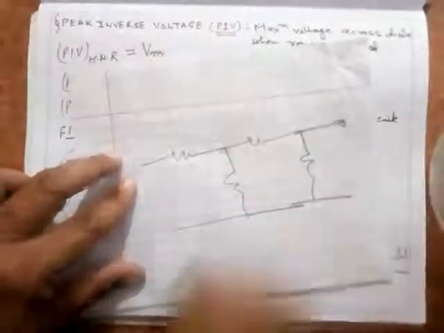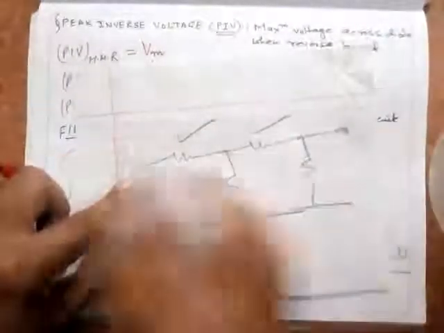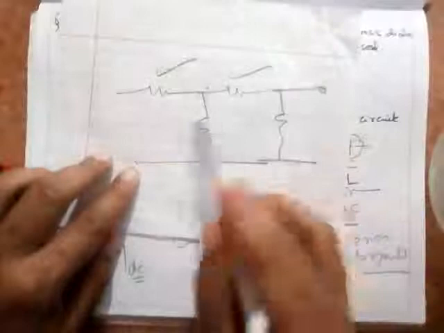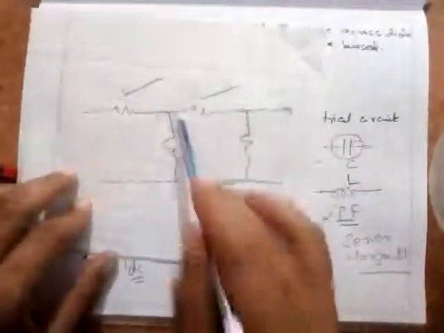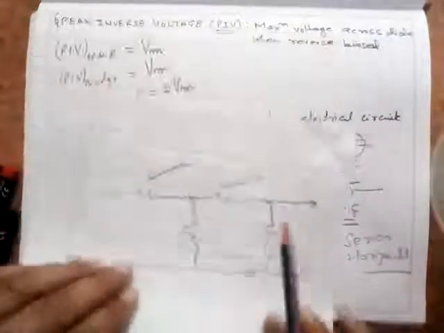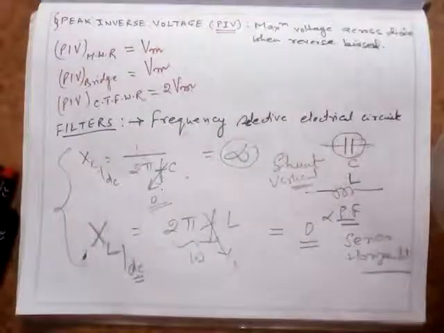An electrical circuit like this. These arms are called the series arms or the horizontal arms, and these are called the shunt arms or the vertical arms. So a capacitor is always applied in a shunt arm, and an inductor is applied in a series arm. Alright, now let's come to the different kinds of filters.